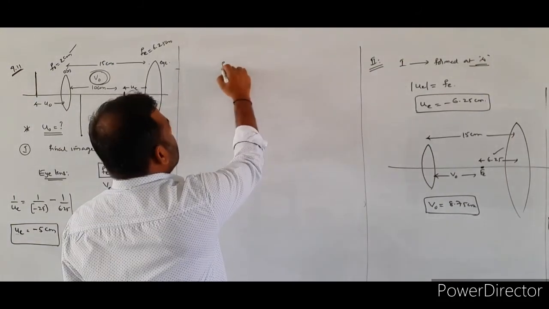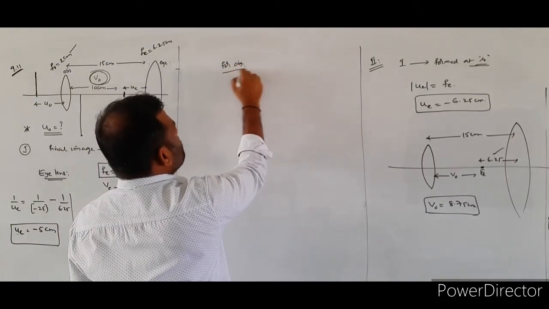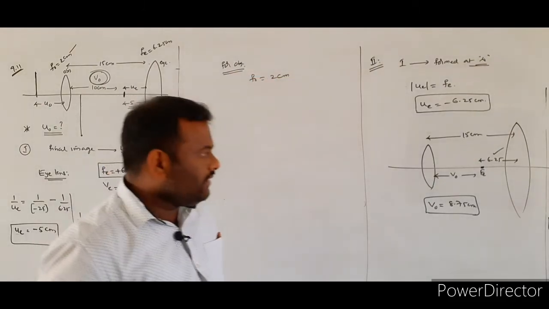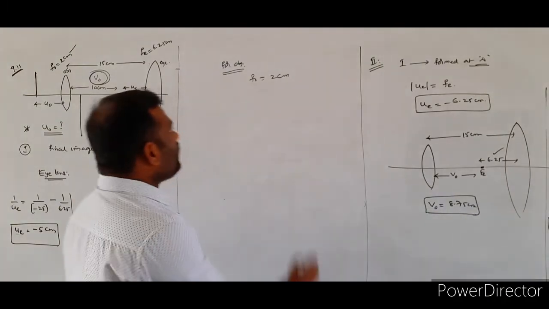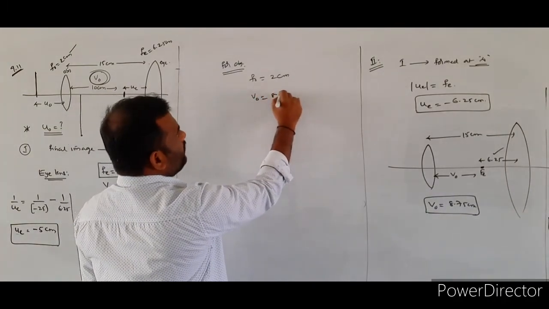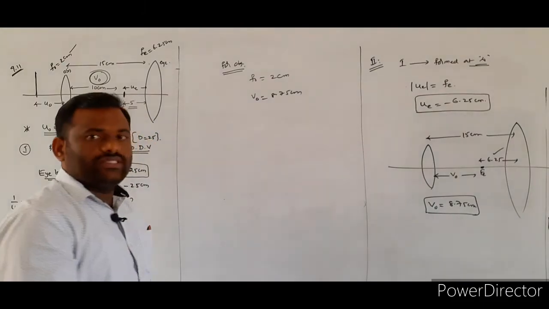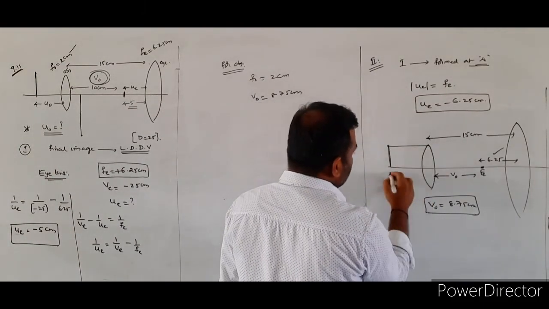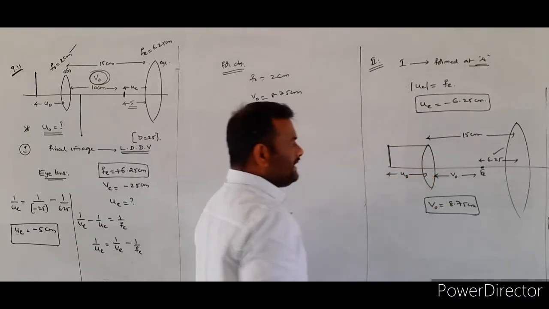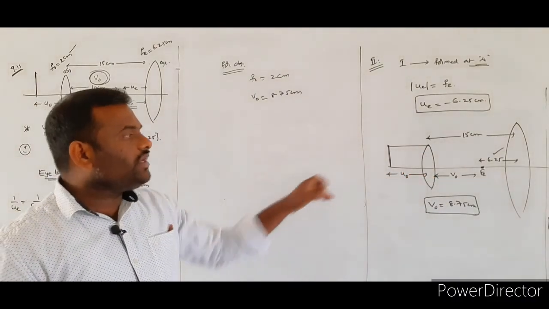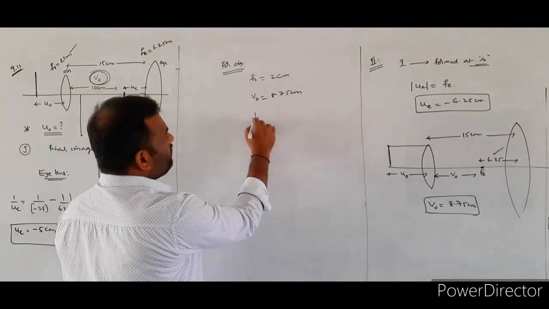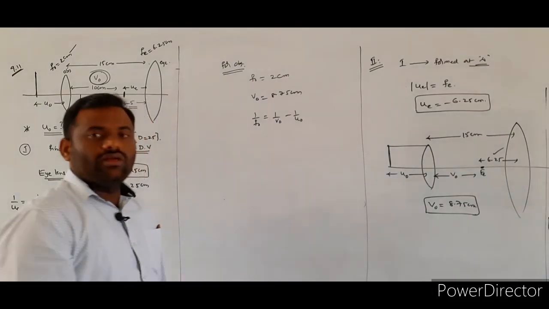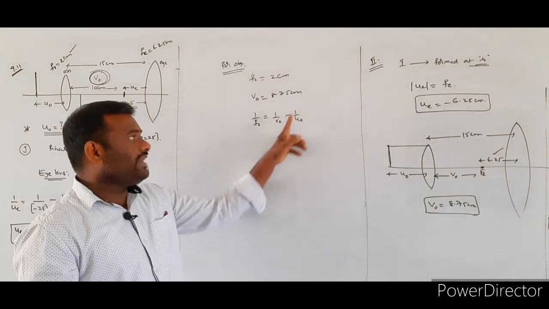For the objective lens, once again we consider the objective lens. The focal length value is equal to 2 centimeter, and V naught value is equal to 8.75 centimeter. To find the U naught value, once again we use the formula 1 by F naught is equal to 1 by V naught minus 1 by U naught.